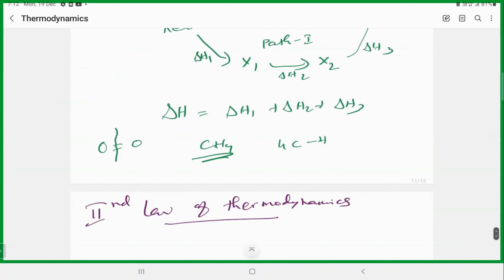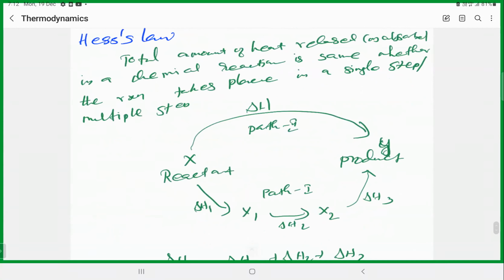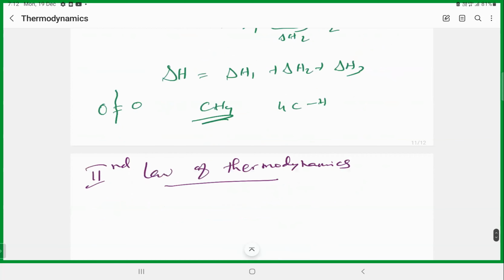Have you seen Hess law? Yes, Hess law we completed, and the applications of Hess law we have completed. From Hess law, we can calculate the bond energy and the bond dissociation energy. Now we are going for spontaneous and non-spontaneous processes. What is a spontaneous process? What is a non-spontaneous process? That we have to discuss.